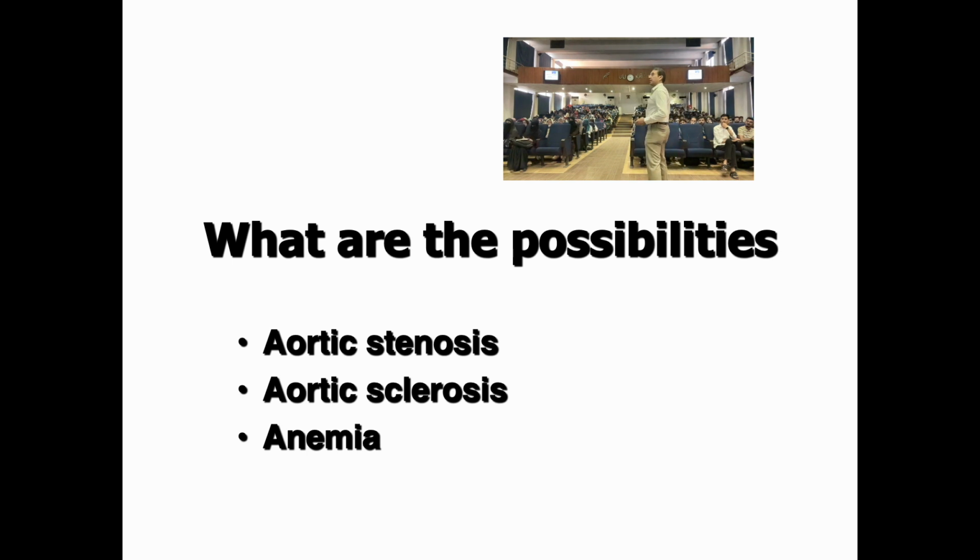We do not see in the history any mention of anemia. The patient is running normally, doesn't have any symptoms. Anemia is very unlikely because patients who are anemic are going to have symptoms because of anemia. At least they will develop shortness of breath. So it is possibly these two, aortic stenosis and aortic sclerosis.